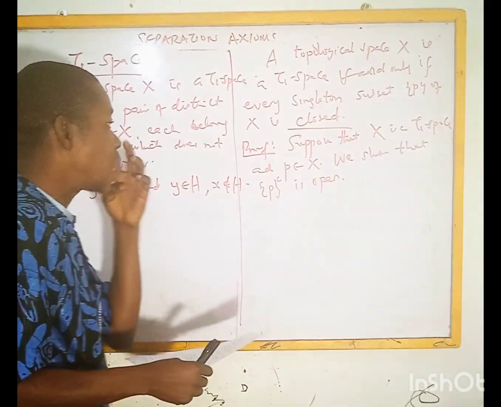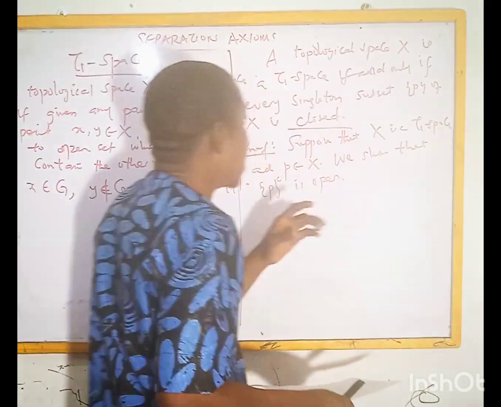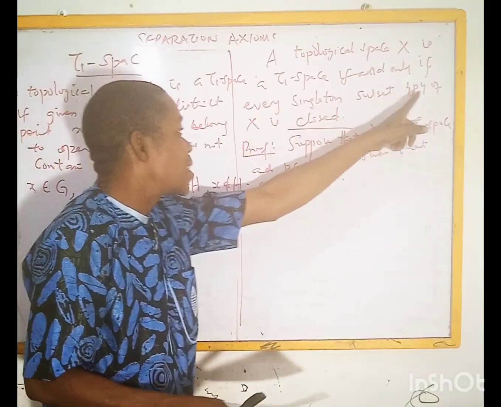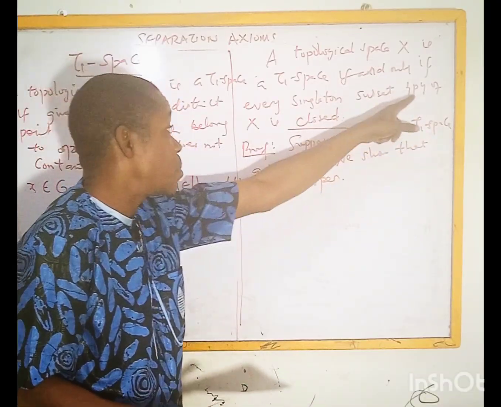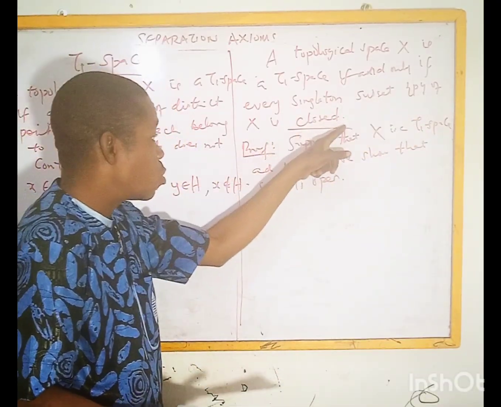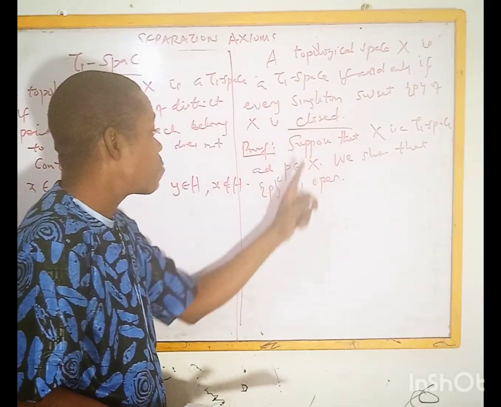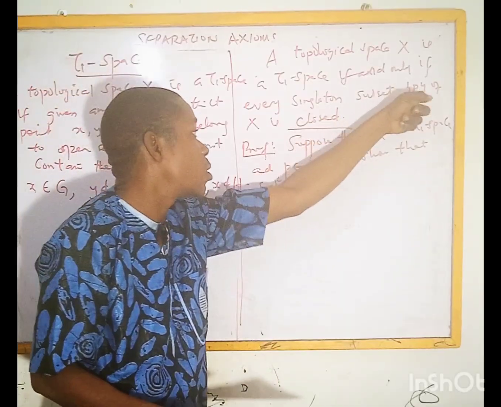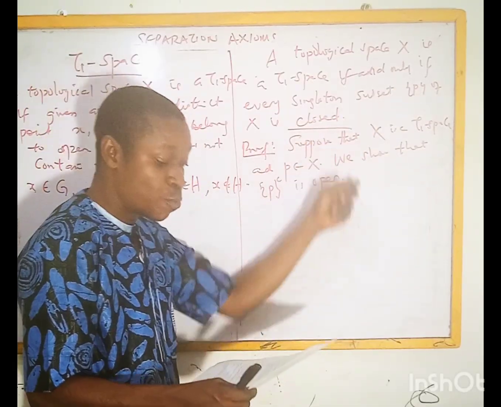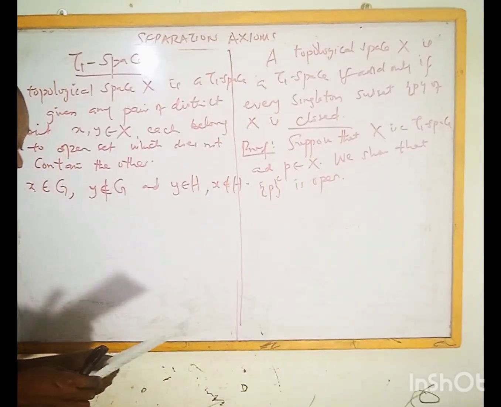Since X is a tau 1 space, don't forget that this singleton subset {p} of X is to be shown closed. To show that it's closed, we have to show that the complement of this set must be an open set.